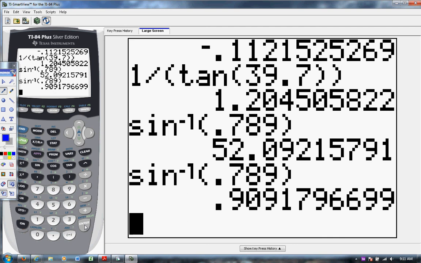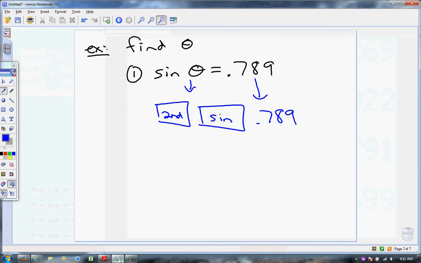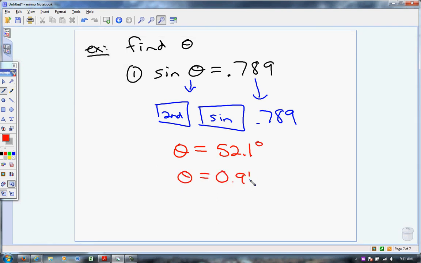That's because that's the measurement in radians, not degrees. Remember, radians are measuring the arc length of the angle it intercepts. So 52.1 degrees and 0.91 radians are my answers. I think your book actually asks you to find the answer in both degrees and radians, so you need to know how to do that. We are going to stop there for today.